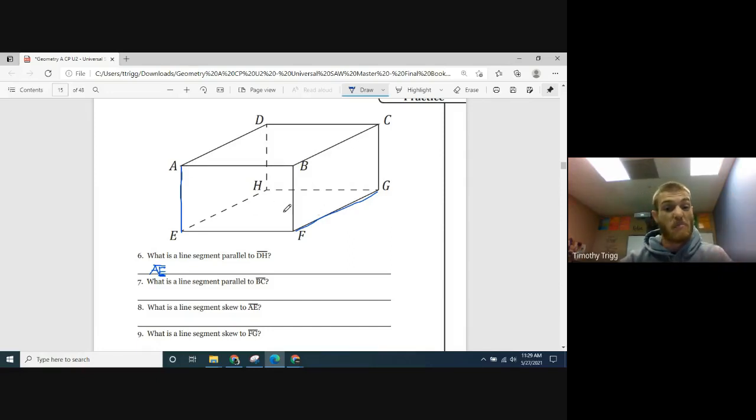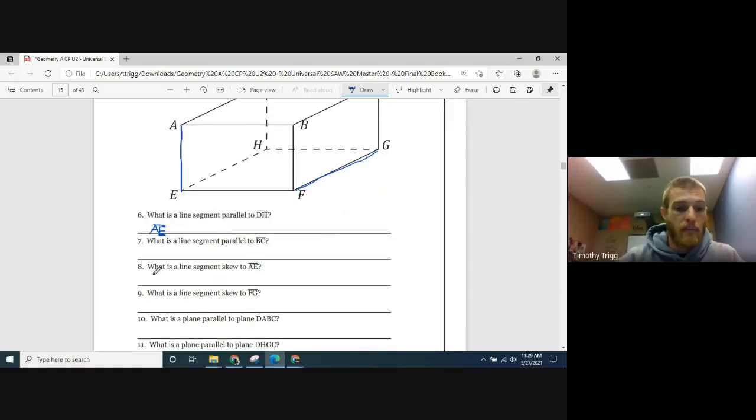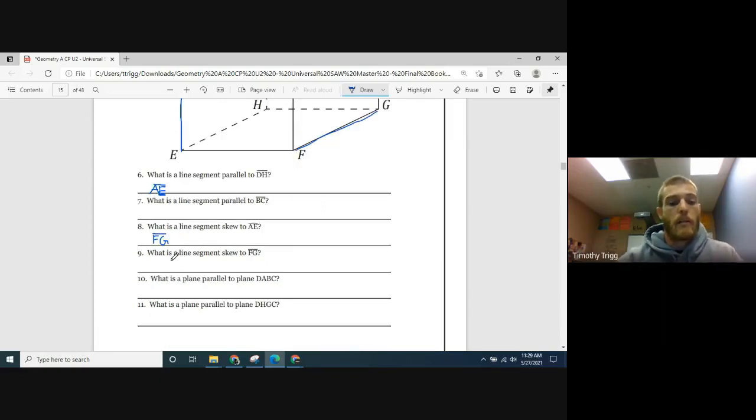See how they're not touching each other? And also they're going different ways, right? This one's going up and down. This one's going forward and back. So that would be an example of skewed lines. So here I could just put FG, but there's plenty of other correct answers here as well. Again, put a little segment on top. See if you can find a line segment that is skewed to segment FG. There's a hint, but you might want to write another answer. See if you can answer question 9.